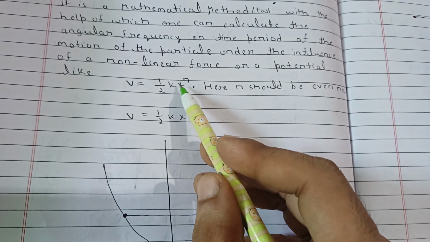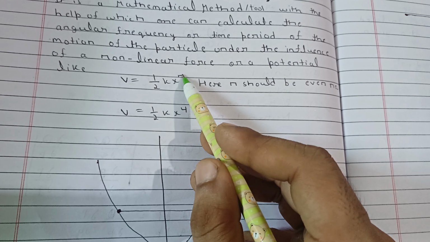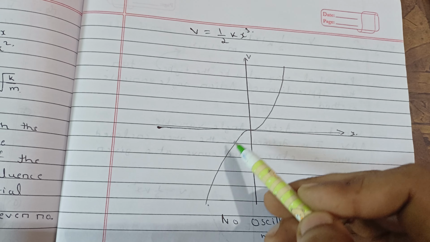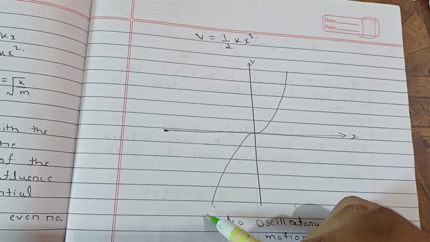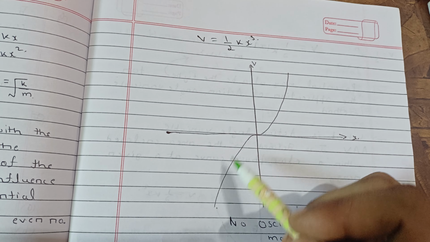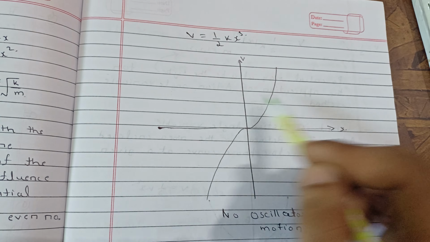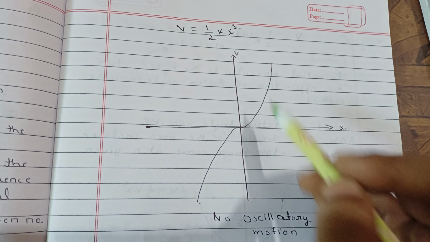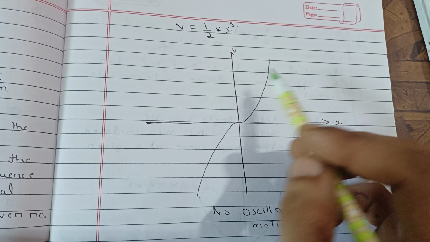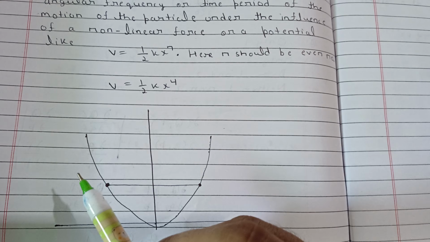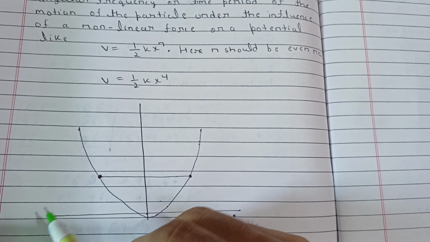But what happens if there is x or x cubed, meaning n is odd? Let's see, here n is 3, then the plot will be something like this. For negative x, you will get negative values of V. Now this curve is not bound, meaning for any energy you take, it will be unbound motion. If the motion is unbound, then you can't have oscillatory motion. So oscillatory motion is possible only in bound motion, and this will be bound only when the power is even. Hope you now understand this.